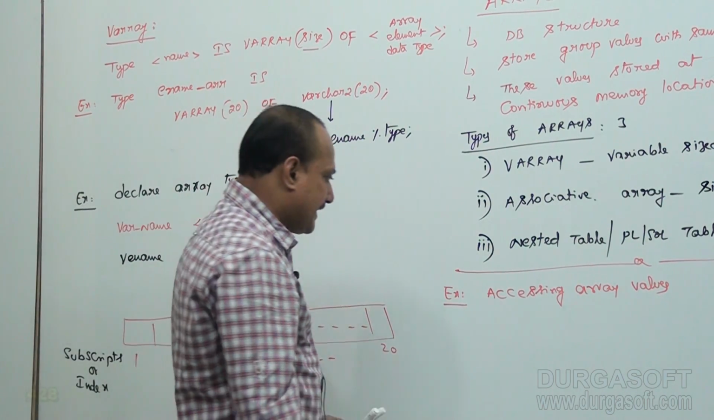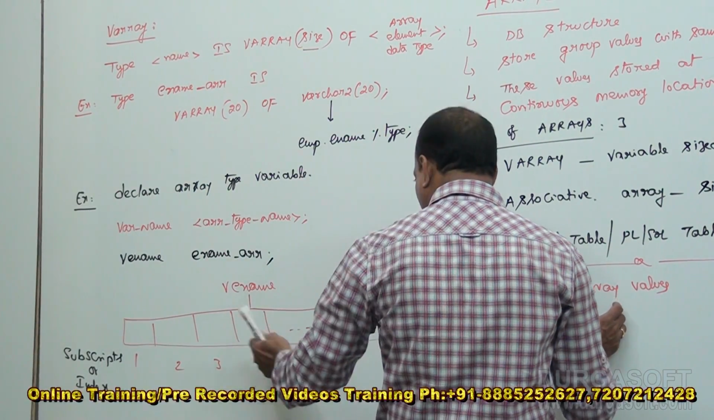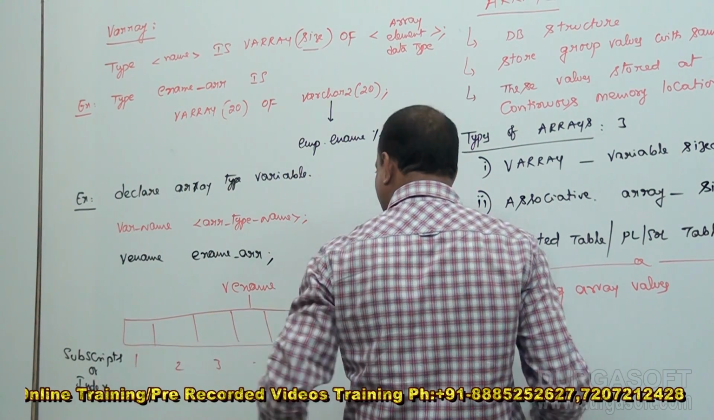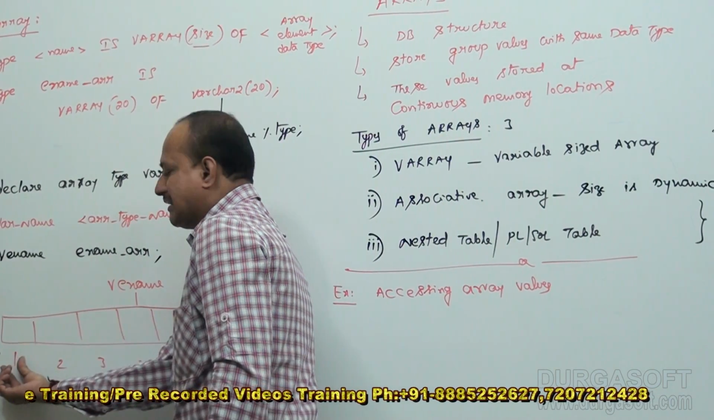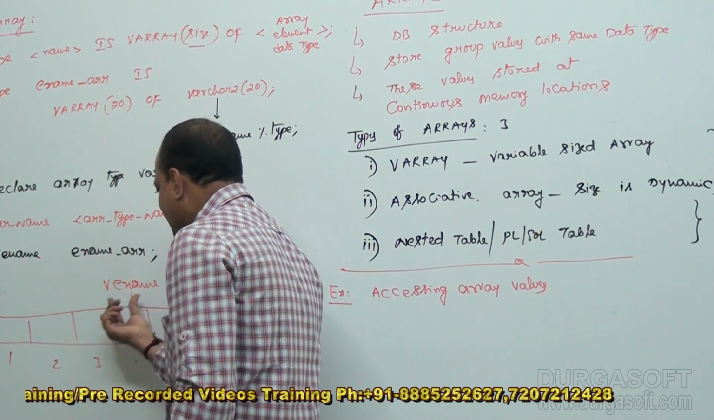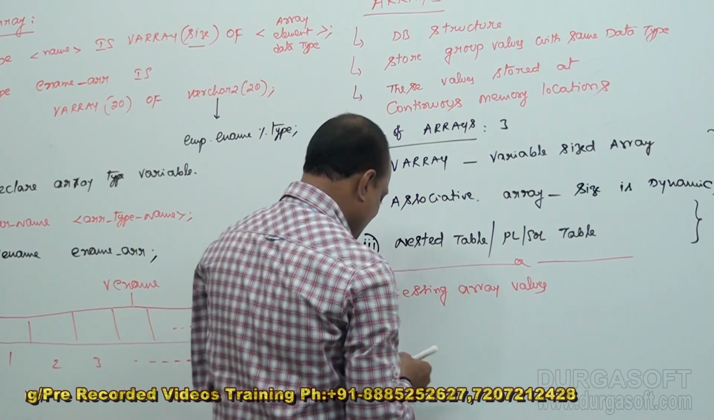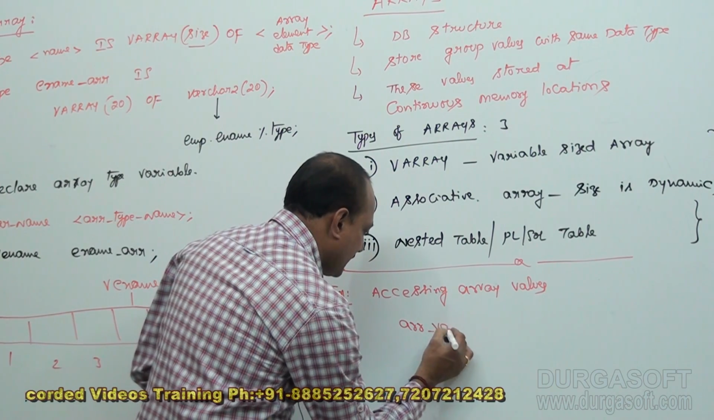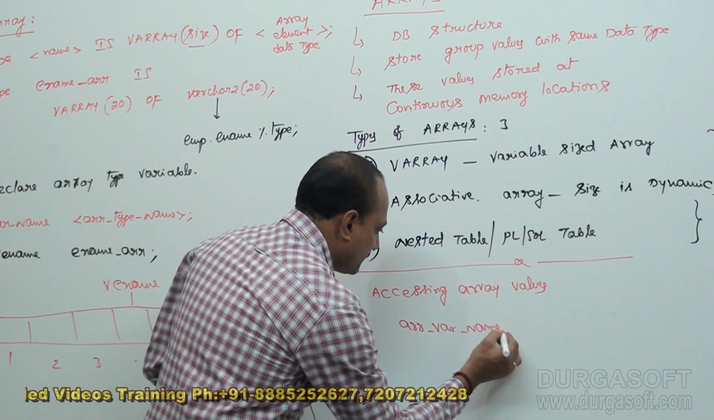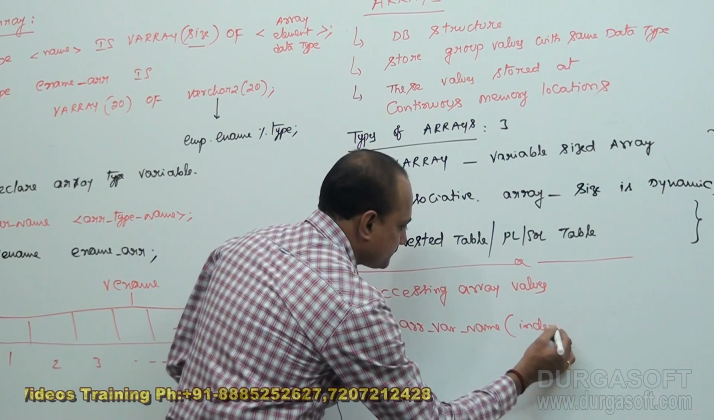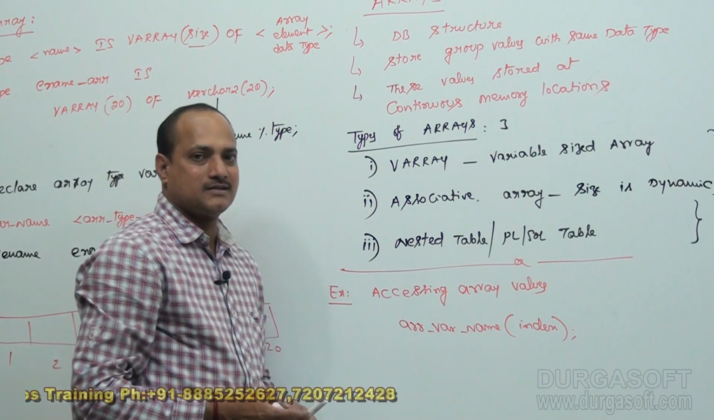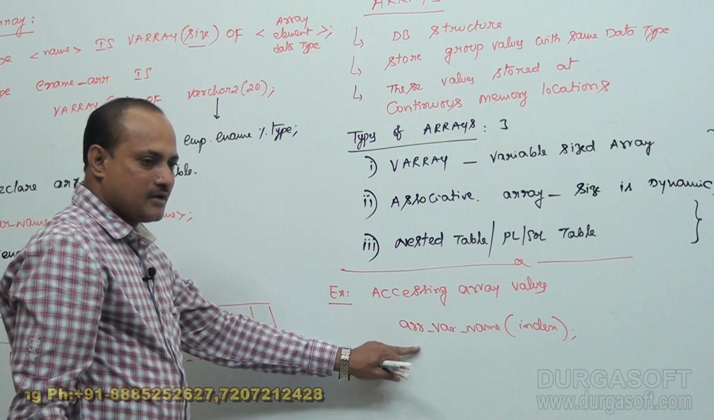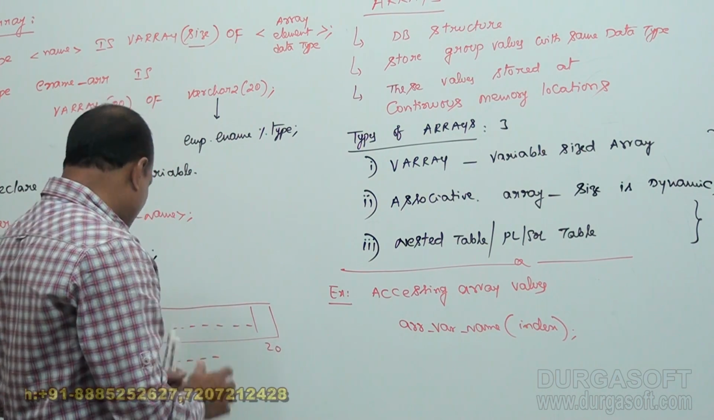How can I access individual location values from this array? I want to take this value. How do I take this value? V ename of 1. I want to take the second value, V ename of 2. So here, array variable name of index. You can access the individual values from this array like this. So before accessing, how to store the values?